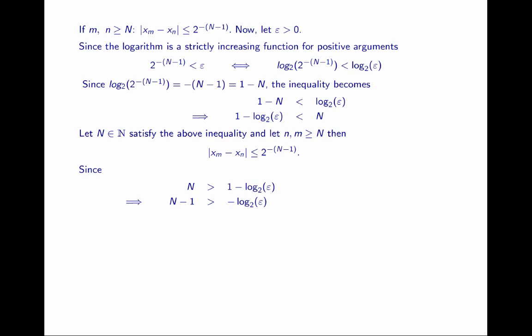So from that I can subtract 1 from each side. I can take the negative of both sides, which means I need to flip the inequality. And then I can raise 2 to both sides. I can do that because 2 to the x is strictly increasing. So if one argument is less than another argument, then 2 to the first argument is less than 2 to the second argument. Now, of course, 2 to the log base 2 of epsilon is epsilon, because log base 2 of epsilon means: 2 to what power is epsilon? Well, if I raise 2 to that power, I must get epsilon.